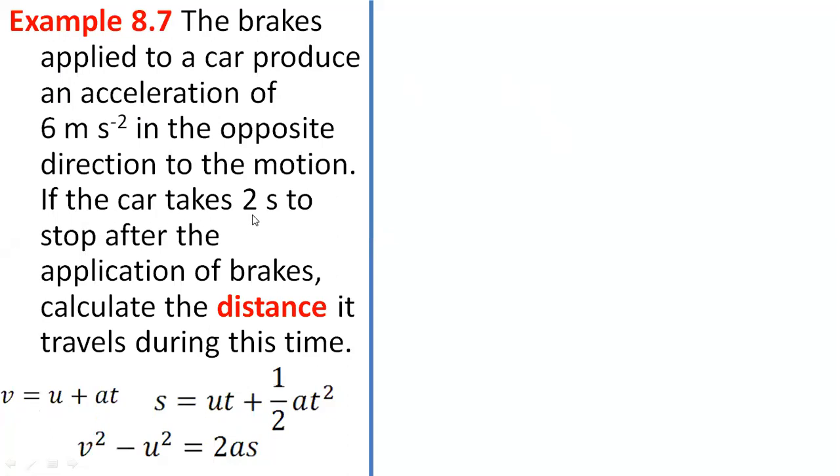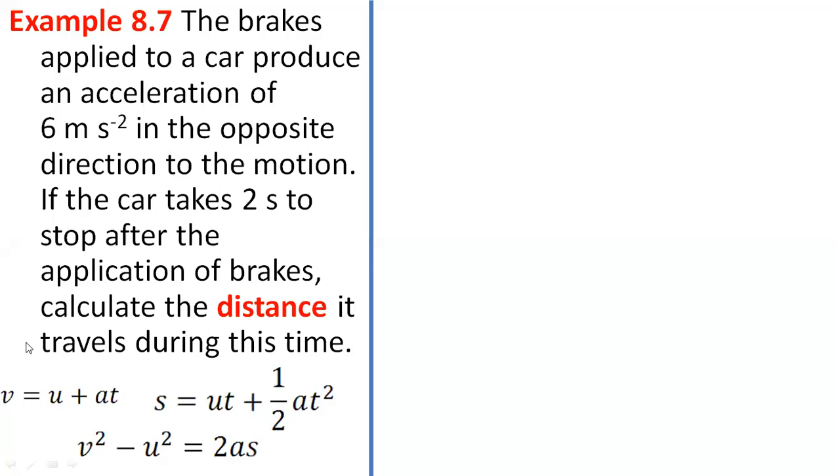And if the car takes 2 seconds to stop after the application of brakes, they are saying time required is 2 seconds to stop after the application of brakes. Calculate distance. So time given is 2 seconds, and this car, we applied some brake, so that means this car stopped after some moment, right? So whenever we are applying brakes, it means that particular car is going to stop after a certain duration. Initially it was traveling with some velocity and later on it stopped. That means final velocity was 0.